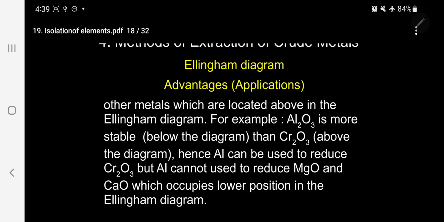So magnesium is suitable. Aluminum oxide is more stable than chromium oxide, hence aluminum can be used to reduce chromium oxide. But aluminum cannot be used to reduce magnesium oxide because magnesium is below. Kindly follow.